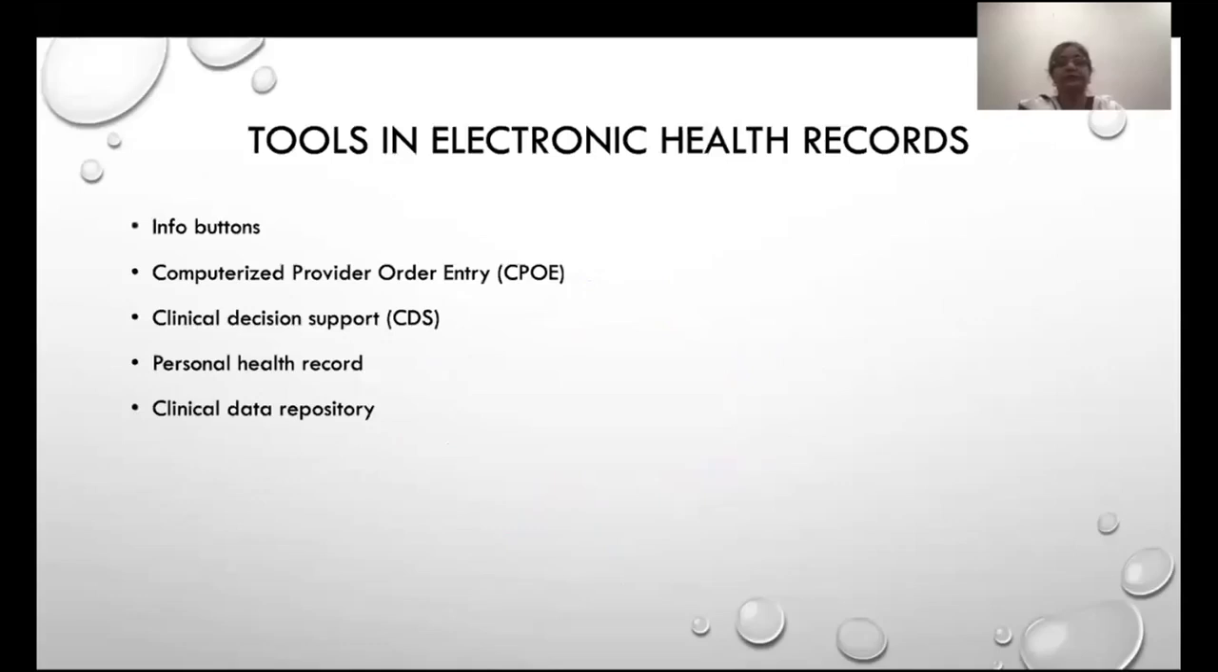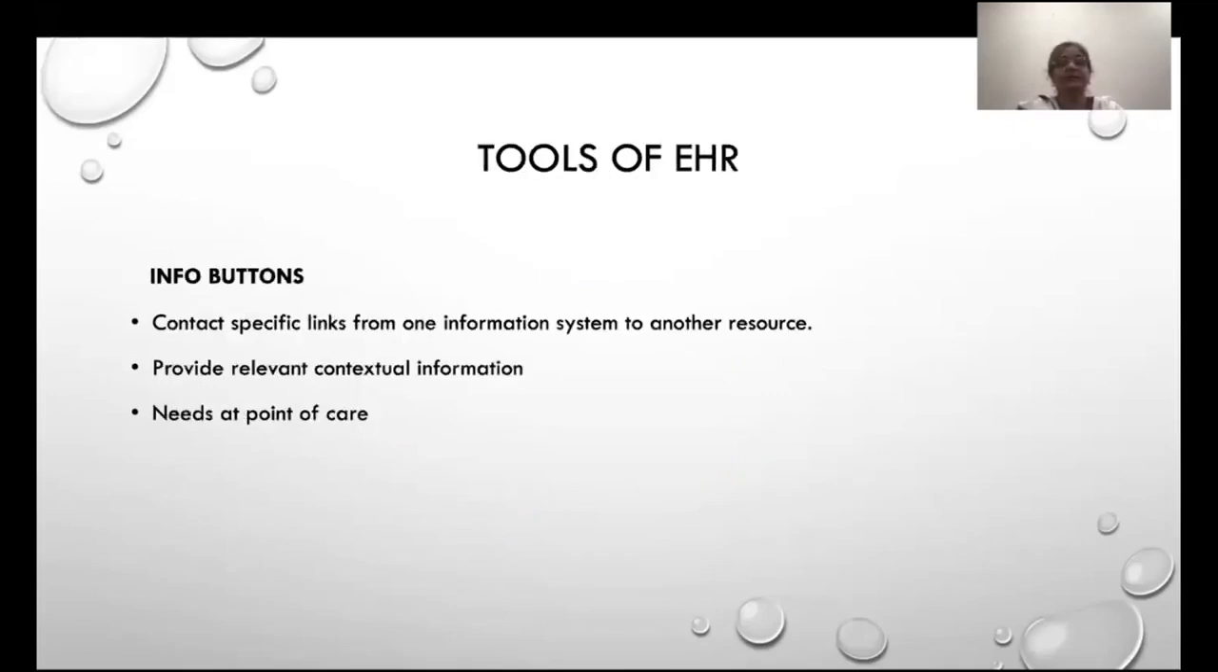We have various tools in electronic health records. These are info buttons, computerized provider order entry, clinical decision support system, CDSS, personal health record, and clinical data repository. Coming one by one, info buttons are context specific links from one information system to another resource. These provide relevant contextual information for various needs at a point of care.